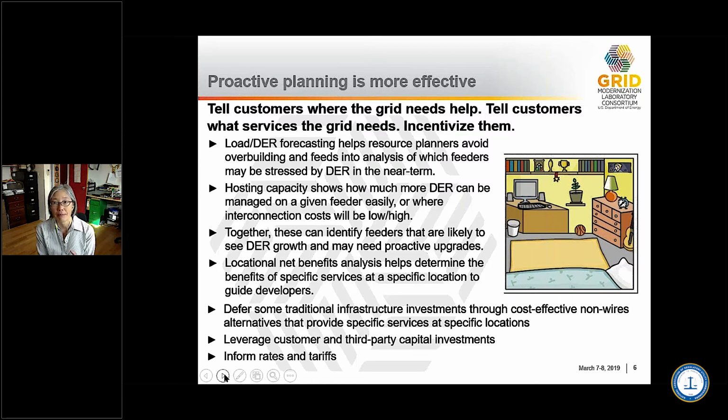So I'm going to talk about load and DER forecasting, which helps resource planners determine what really needs to be built after you take into account all of the rooftop solar, the electric vehicles, the demand response, the energy efficiency, and then bringing that down to a feeder level to help you determine, maybe you want to prioritize these feeders because they're going to get stressed first. Prioritize those if you're going to start upgrading equipment on feeders.